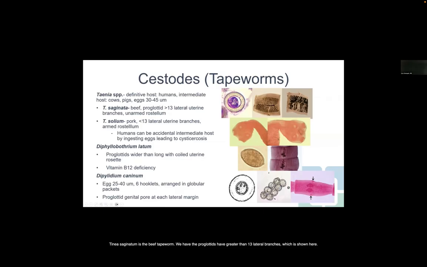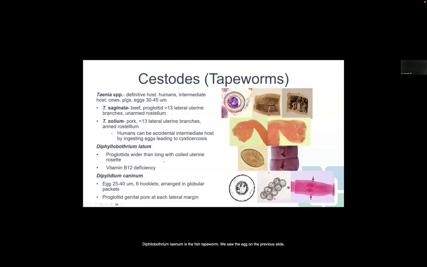Taenia saginata is the beef tapeworm. The proglottids have greater than 13 lateral branches, which is shown here, and an unarmed rostrum, which is the scolex here. In contrast, Taenia solium is the pork tapeworm. It has less than 13 lateral branches. The rostrum is armed, which is shown here. And it's important to note that with Taenia solium, if humans were to ingest the egg, they can become an accidental intermediate host and cause cysticerci in the various organs, the lung, the liver, the brain.